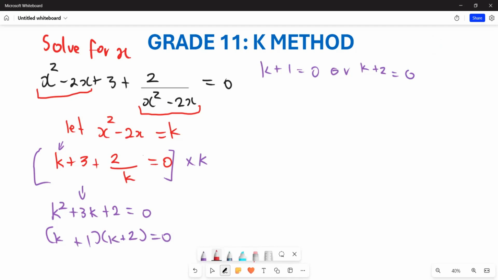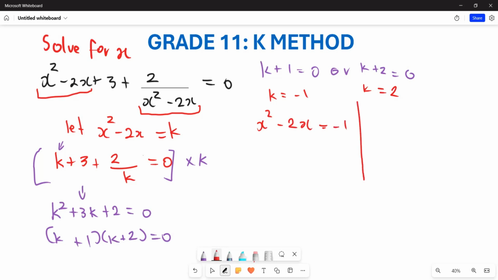And now that you are there, what is it that you're going to have? Now you're going to say from here, remember your k now is going to be equal to your -1. Here your k is going to be equal to your -2. Now remember, in this case, you've let x squared subtract 2x be equal to your k. So this is going to be the same as equal to -1.